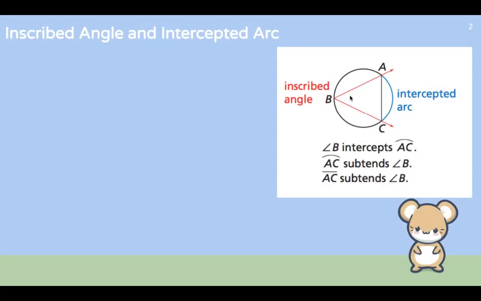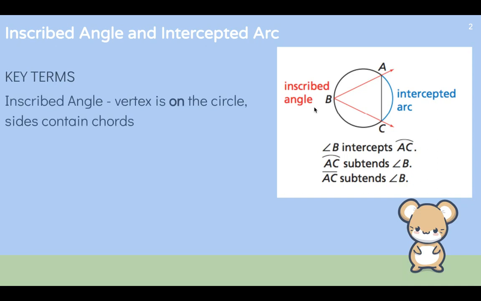Okay, so here we have a diagram, and we have to learn some key terms. So first of all, an inscribed angle is an angle whose vertex is on the circle. So if you look at the diagram, if you look at angle ABC, this red angle, its vertex B is right on the circle. And so that is called an inscribed angle. In meaning inside, scribed meaning to write on or to draw on. So this angle is drawn right inside of this circle.